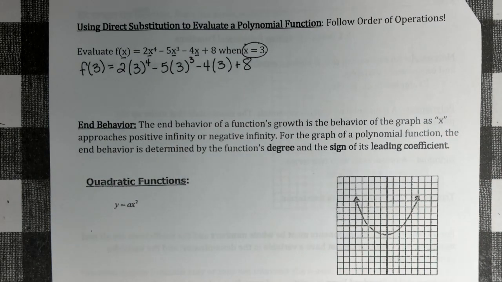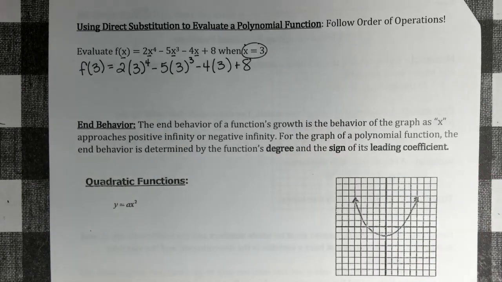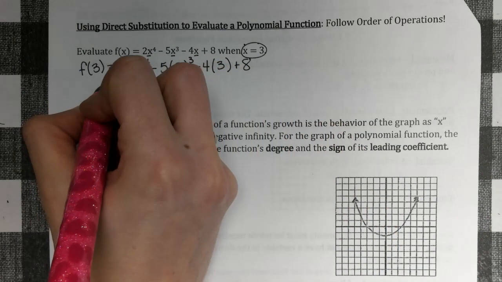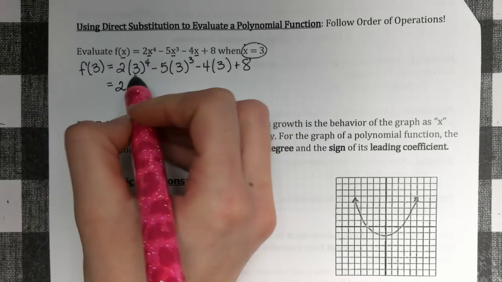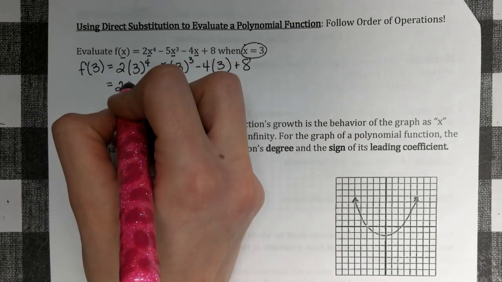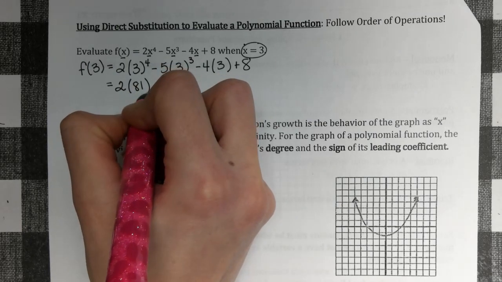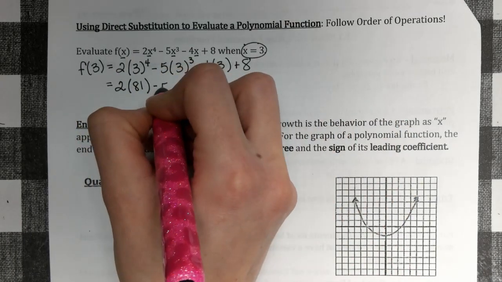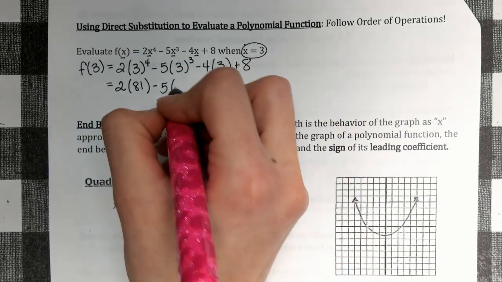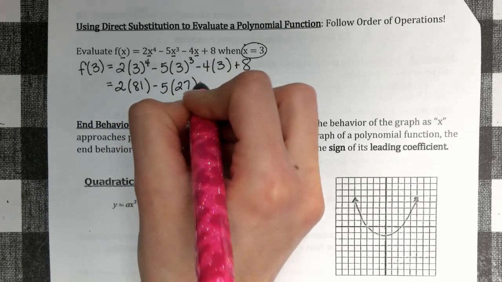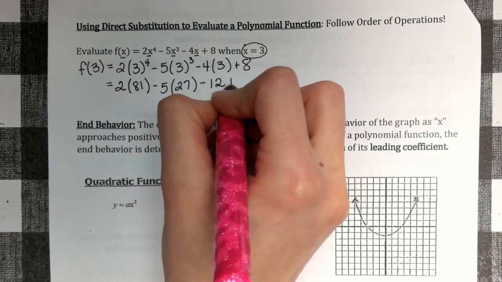Okay, now do I understand you could type that in your calculator? Yes, but we're not going to. We're going to do order of operations and work it through. So what I mean by that is we're going to evaluate what is 3 to the 4th power. 81. So 2 times 81 minus 5 times, what's 3 cubed? 27 minus 4 times 3 is 12 plus 8.